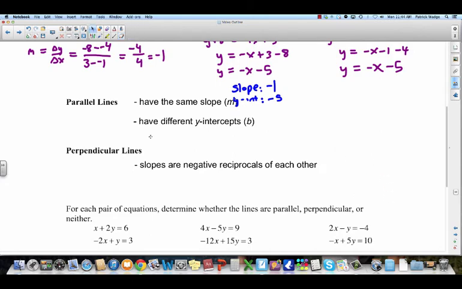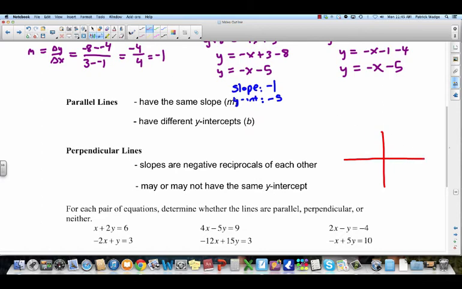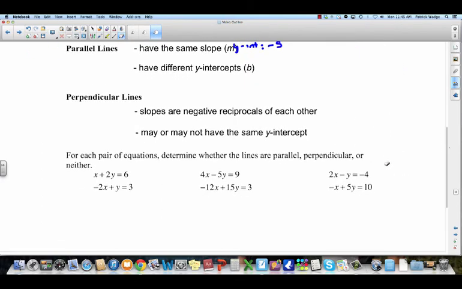Y-intercepts, they could have the same y-intercept or they could have different y-intercepts. What would it look like if they had the same y-intercept? Well, just let me draw a coordinate plane. If they had the same y-intercept, it would just mean that the place they meet is right on, that's not bad, and there's my perpendicular lines right there, and they met right on the y-axis. But they don't have to. They could meet way out here, and then they would have different y-intercepts. Okay, so we'll talk more about this next chapter when we talk about solving systems of equations.